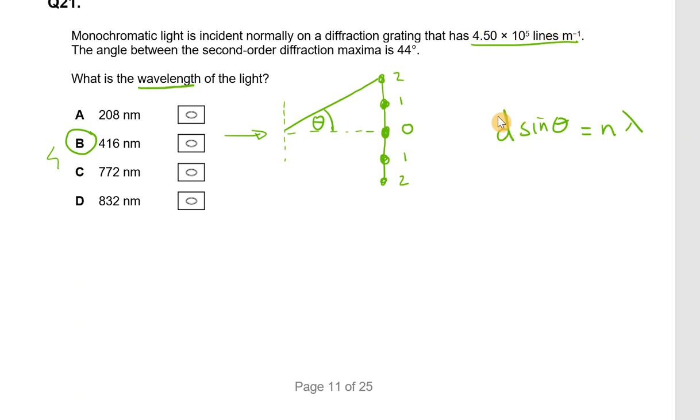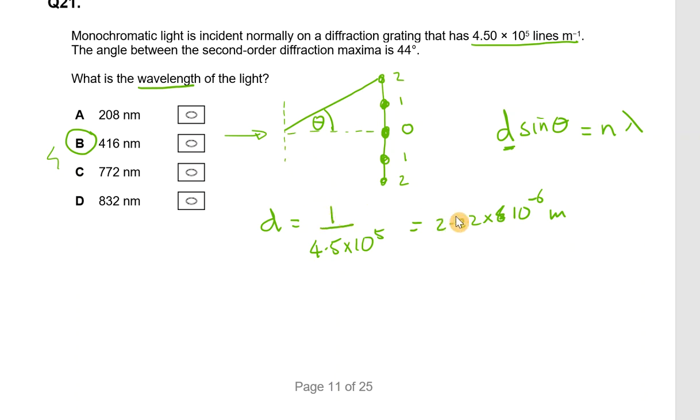First of all, you're not told the spacing between the lines on the grating. What you're told is how many lines there are per metre. So I can find the distance by taking 1 over the number of lines per metre, and that will give me the number of metres per line. So that gives me an answer of 2.22 times 10 to the minus 6 metres between each of these lines. Very, very small number.